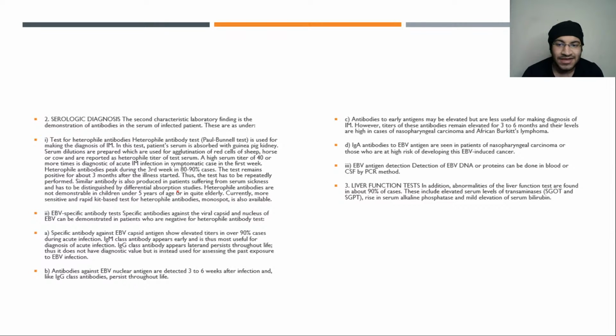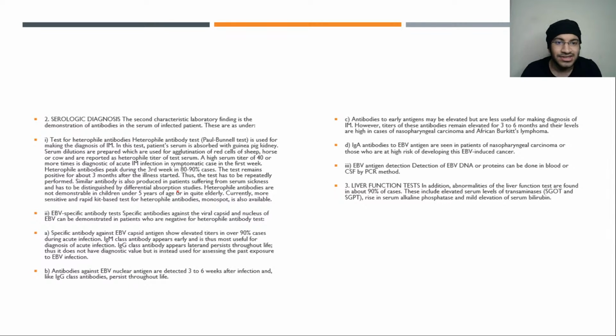Antibodies against EBV nuclear antigen are detected 3 to 6 weeks after infection, and like IgG class antibodies, they persist throughout life. Antibodies due to early antigens may be elevated but are less useful in making the diagnosis of IM. However, titers of these antibodies remain elevated for 3 to 6 months and their levels are high in the cases of nasopharyngeal carcinoma and Burkitt's lymphoma. Then IgA antibodies to the EBV antigen are seen in the patients of nasopharyngeal carcinoma or those who are at high risk of developing EBV induced cancer.